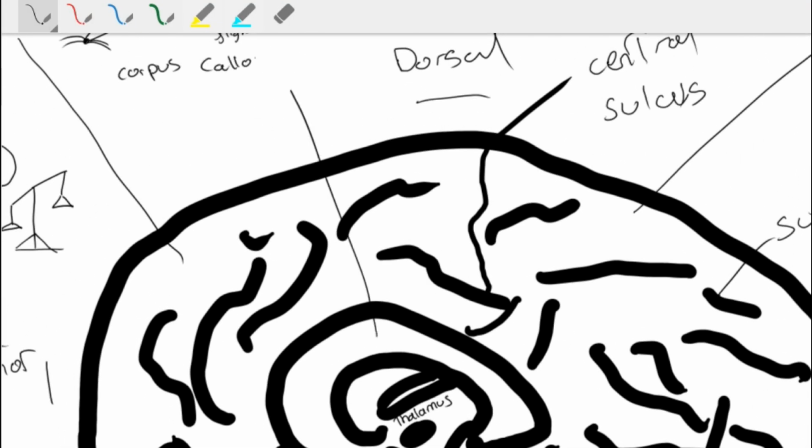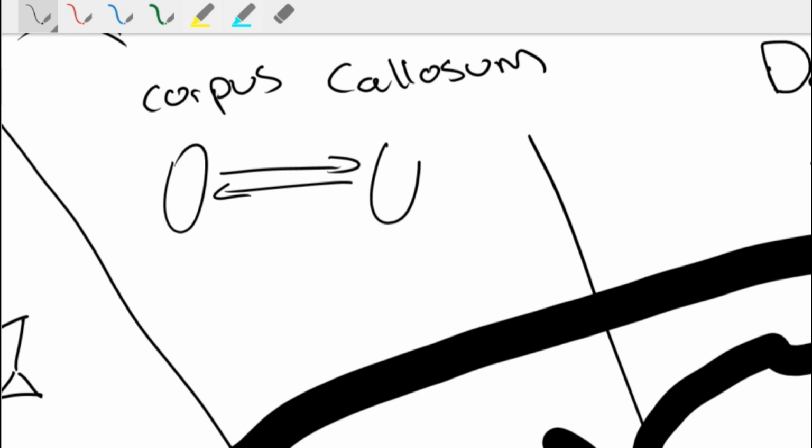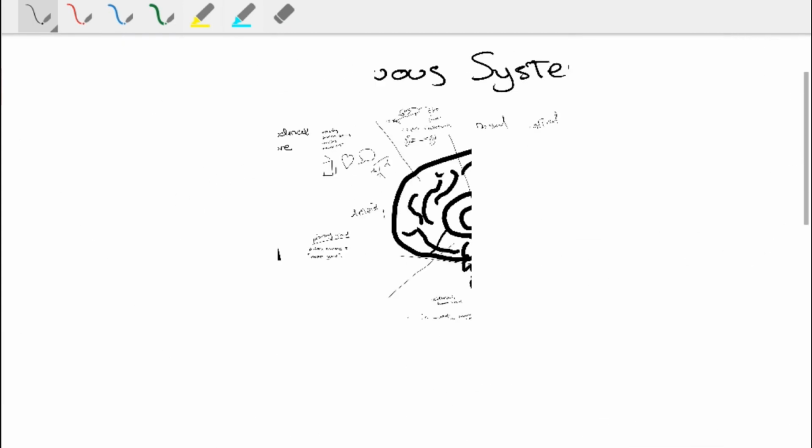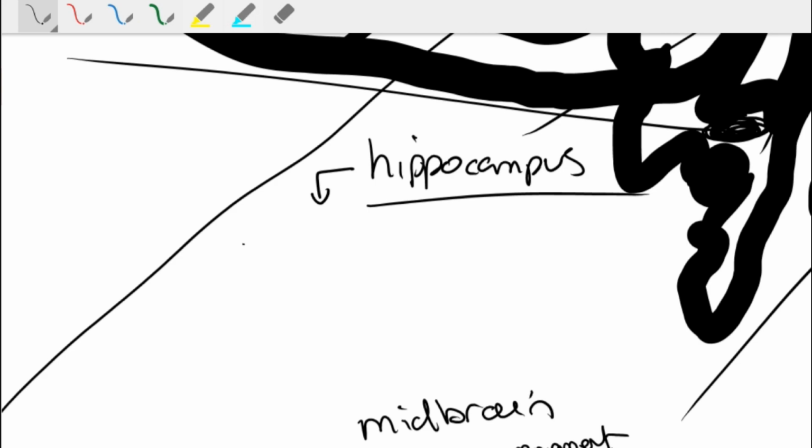The corpus callosum is a C-shaped nerve fiber under the cerebral cortex, which connects the left and right hemispheres. This is important because what it actually does is it takes information from one hemisphere to the other, allowing communication between the two hemispheres. The hippocampus deals with the formation of new memories by creating interconnections in the cerebral cortex.